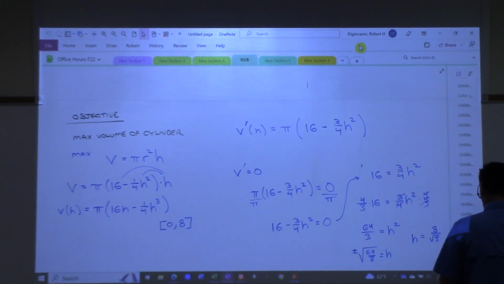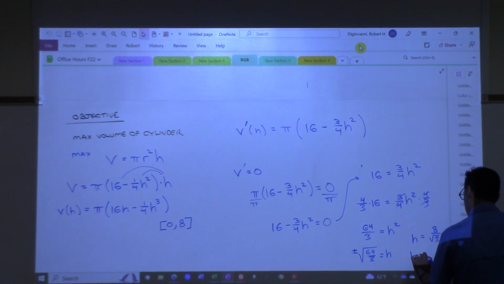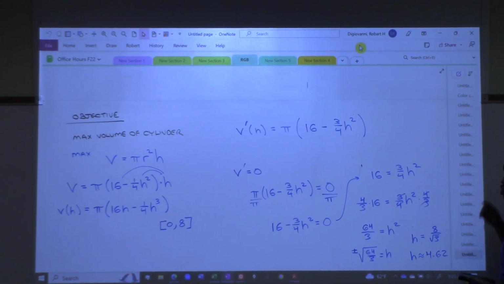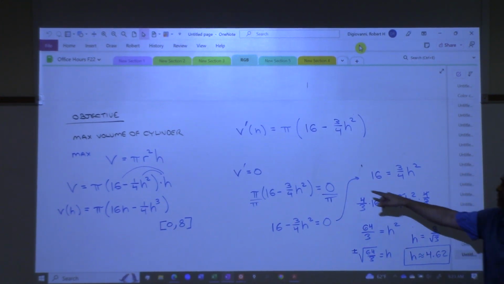4.61. So h is approximately 4.62, let's say. Approximately 4.62. And I said last class, decimal's fine. Exact answer is better, but either one, all right? Okay. Now, that's what makes the derivative 0.